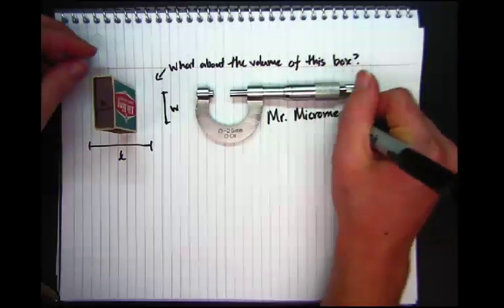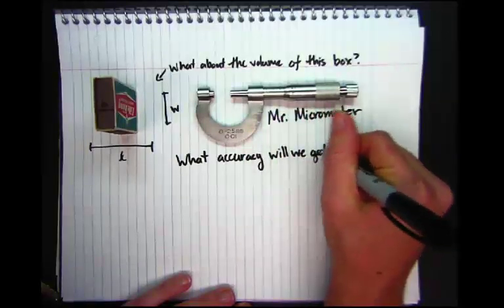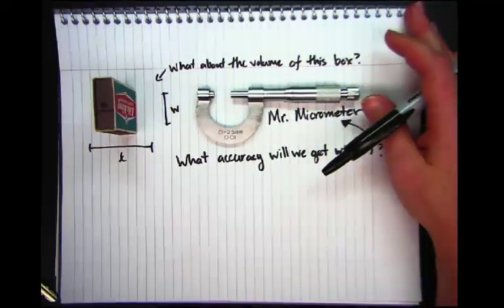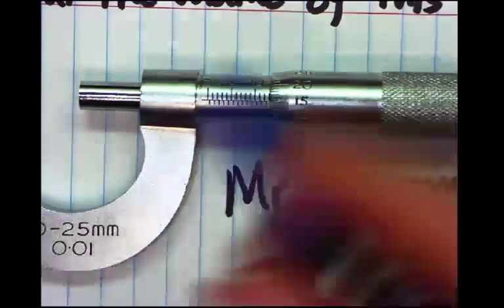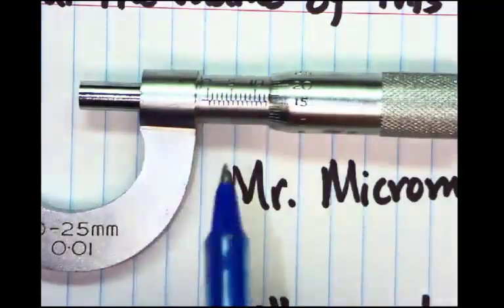To do that, let me introduce you to my friend, Mr. Micrometer. So let's look at the accuracy of Mr. Micrometer. And to look at the accuracy of Mr. Micrometer, we really got to take a closer look and see exactly what's going on. So that top scale is measured in millimeters, that bottom scale is measured in 0.5 millimeters, and then that thimble's 50 divisions with a main line right there.